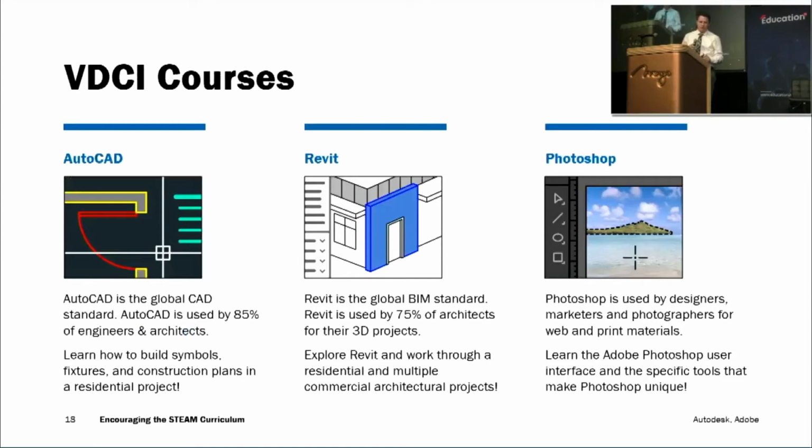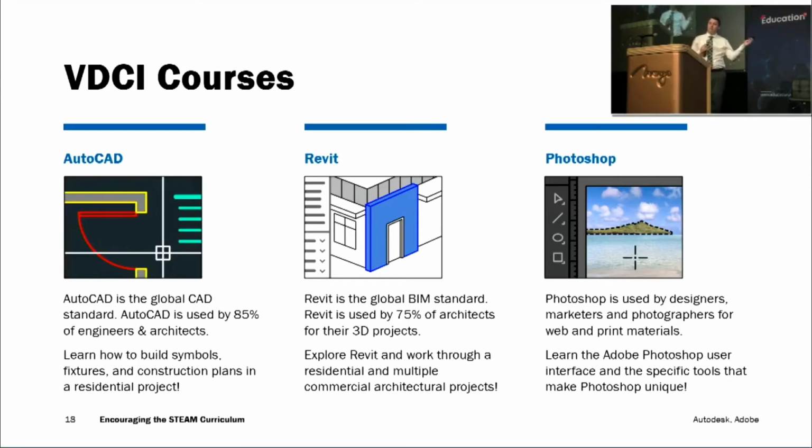So what courses do we offer? I'll just give you a quick overview of some of our top-level courses. AutoCAD, you might have heard this name. It's been around for quite some time. It's the global CAD standard. AutoCAD is used by 85% of engineers and architects. We work through a residential project in these courses. Revit is the global BIM standard, also made by Autodesk. It's used by 75% of architects for 3D projects.